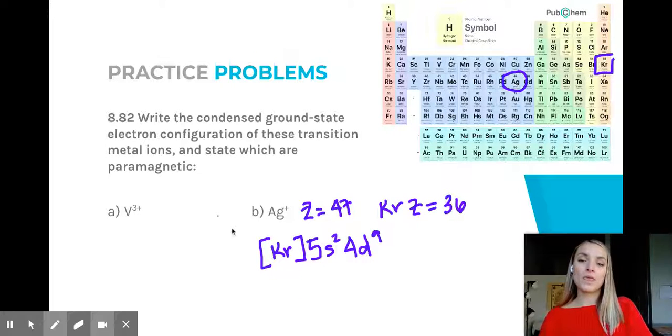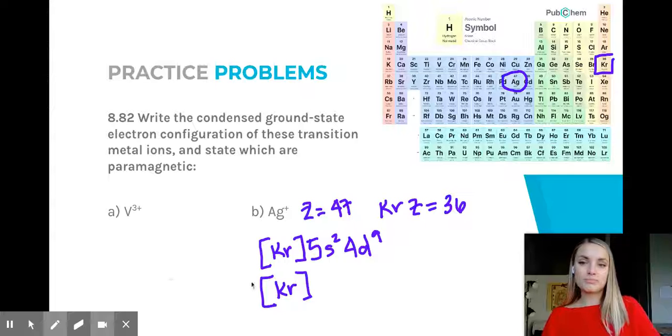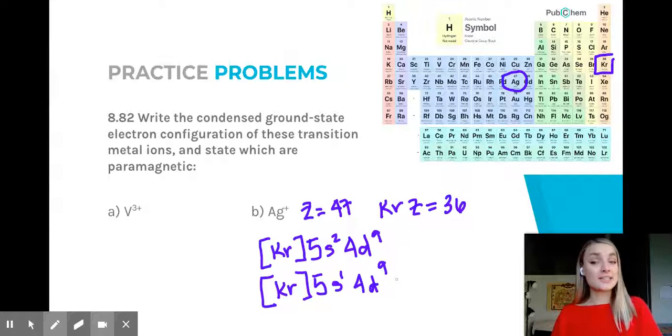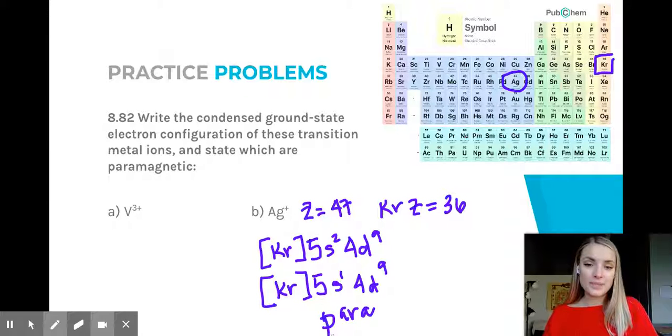So our ionized condensed ground state electron configuration should say krypton 5s1 4d9. And then the question is, is this paramagnetic or not? Hopefully you're able to say it is paramagnetic because we do have unpaired electrons. So this one is also paramagnetic.